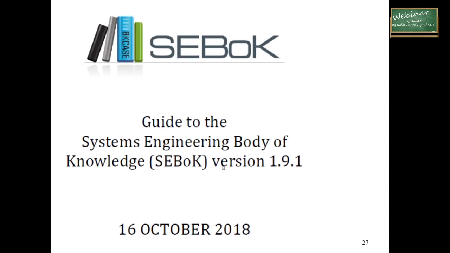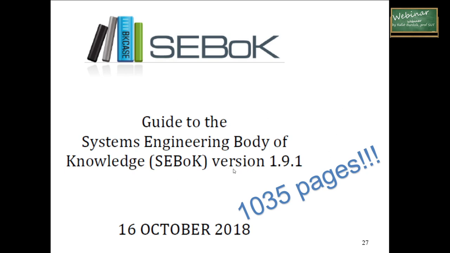As I mentioned in the introduction, today we will work mostly on knowledge areas based on the System Engineering Body of Knowledge, which is SEBoK. I chose the 2018 version as the source, and the book is quite big because it consists of more than 1,000 pages. So you can imagine how much knowledge is contained in this SEBoK.